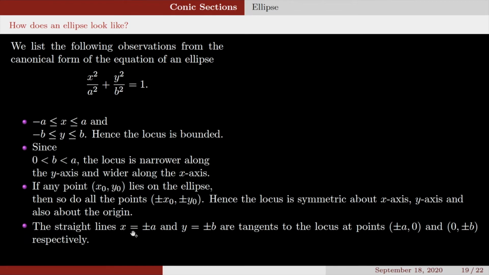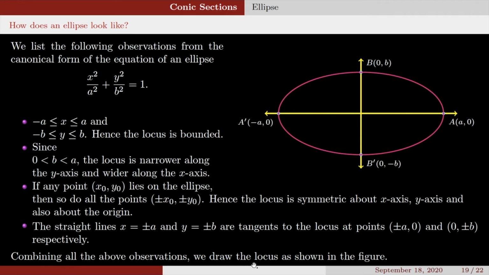The straight lines x equal to plus minus a and y equal to plus minus b are tangents to the locus at the points (plus minus a, 0) and (0, plus minus b) respectively. So combining all the above observations, we draw the locus as shown in the figure. So all these observations lead to the fact that an ellipse must look like this.